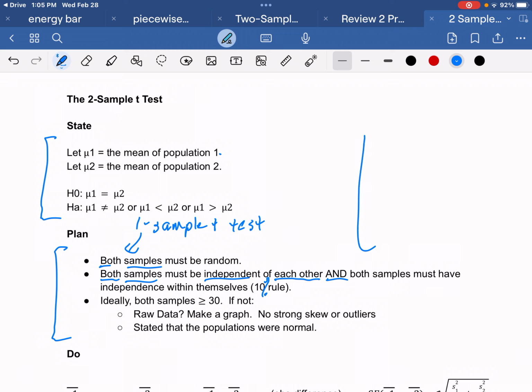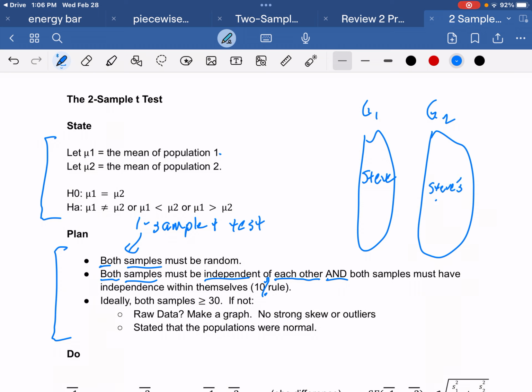Let's say that I had these two groups. We'll call this group 1 and this group 2. If Steve is in this group and Steve's sister is in this group over here, well, then the two groups are not independent. So you couldn't use a two-sample t-test there. Okay, so that's one thing: the two groups must be independent of each other.